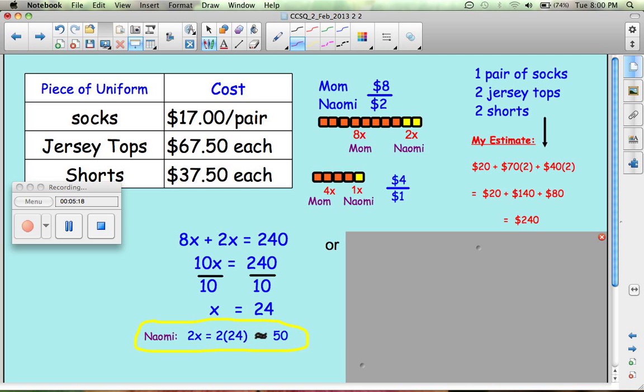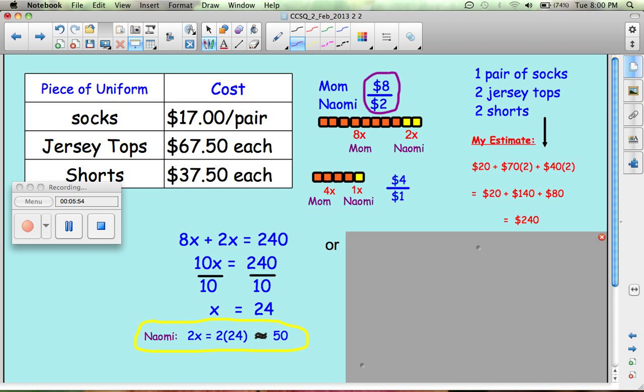Now when I make a picture, here's my rate of 8-to-2. And what I did is I made what's called a tape diagram, and I just basically used little pieces of tape, but they're congruent, the same size boxes. I have 8 of them for representing 8 times something that Mom's going to be paying, and then 2 of them for what Naomi's going to pay. You can think of them as X's. X is the unknown, 8 times some amount Mom's going to pay, and 2 times some amount Naomi's going to pay.